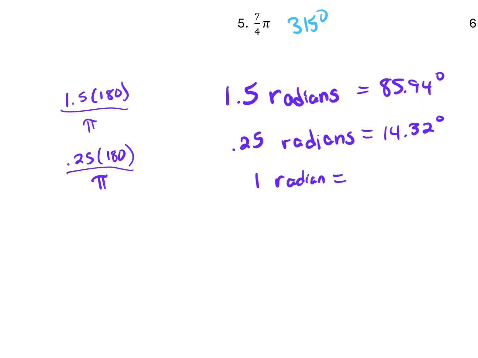I want you to have an idea of what 1 radian is equal to in terms of a degree measure. Besides that visual that you have, 1 radian is equal to how much? We would do 1 times 180, or in other words, just 180 divided by pi. That should give us 57.295 and so on. Usually we round that to 57.3 degrees.